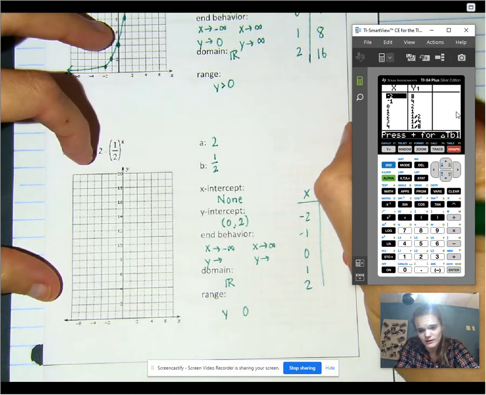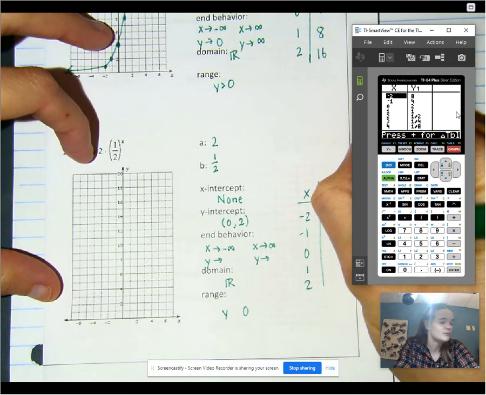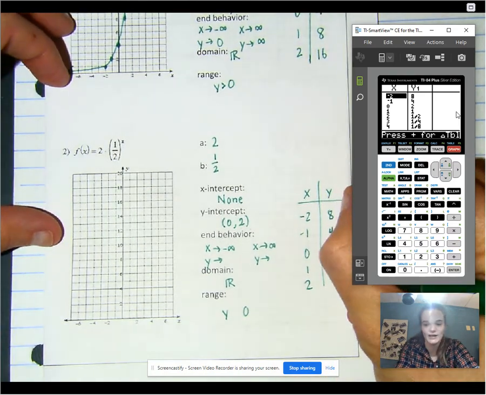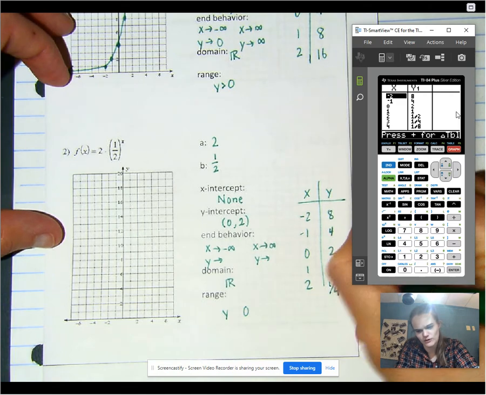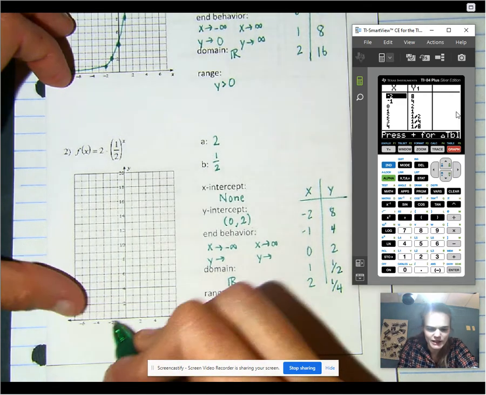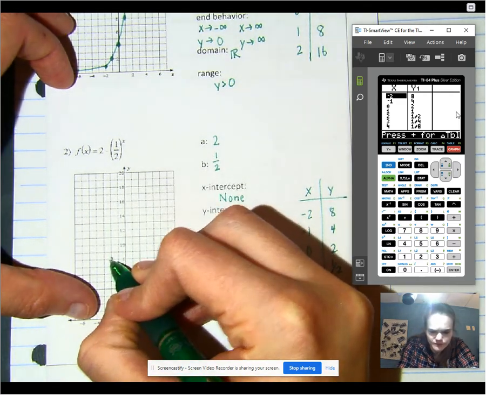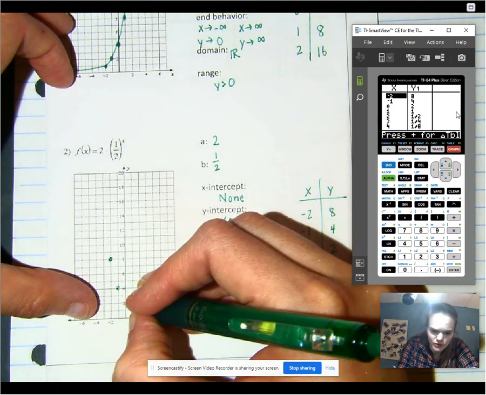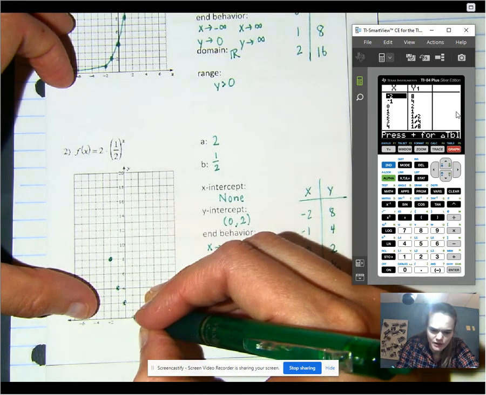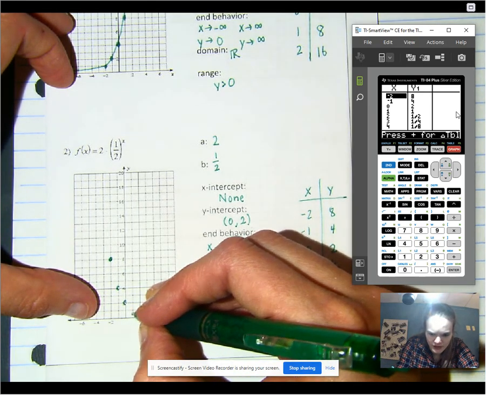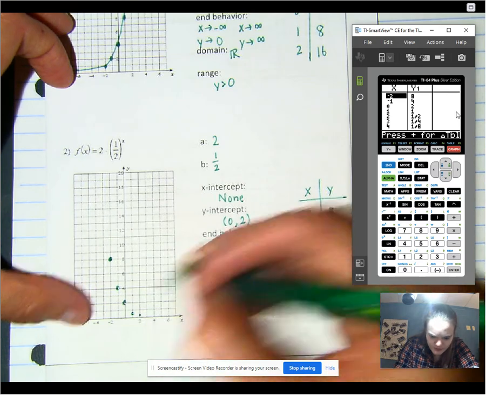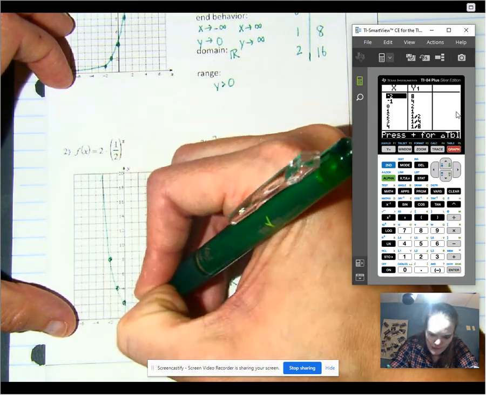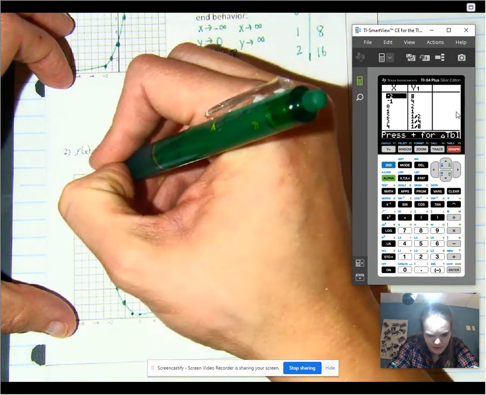-2 is at 8. -1 is at 4. 0 is at 2, the y-intercept. 1 is 1/2, 2 is 1/4. We'll have to just graph it the best we can. So negative 2 is at 8, negative 1 is at 4, 0, 2, 1, 1/2, so between there, and 2, 1/4, so about. Okay.